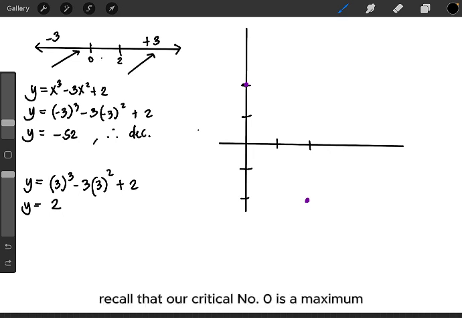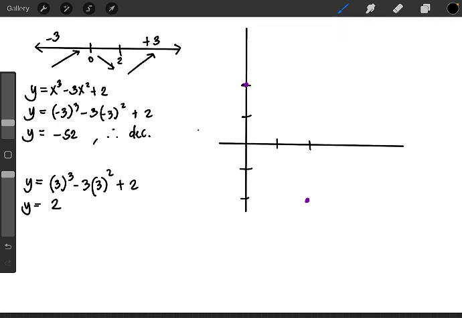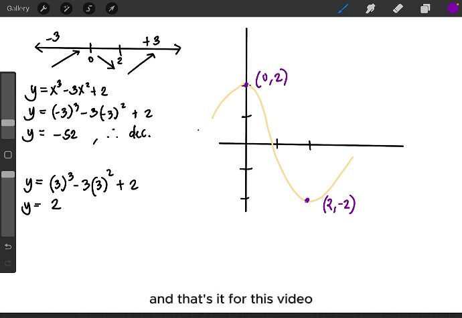Recall that our critical number 0 is a maximum and the critical number 2 is a minimum. Therefore, the direction should be like this. Following this direction in the number line, the graph should look like this. And that's it for this video.